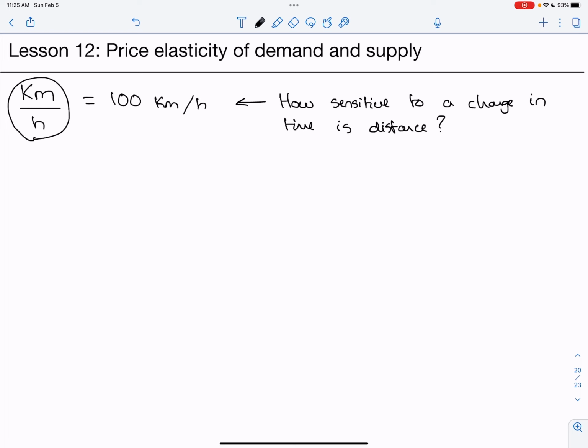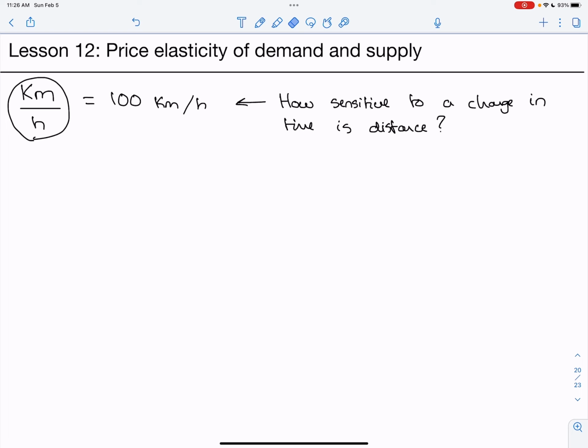Now that might be a very strange way of asking this question, but it actually makes sense. When time changes, quote unquote, when the car has been traveling for 1 hour, so we're now 1 hour into the future, how sensitive was distance to that change? In other words, by how much has our distance changed? How far has the car traveled? That gives us the familiar concept of speed or velocity.